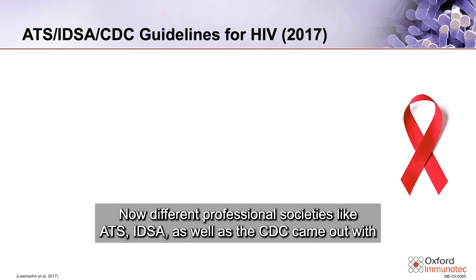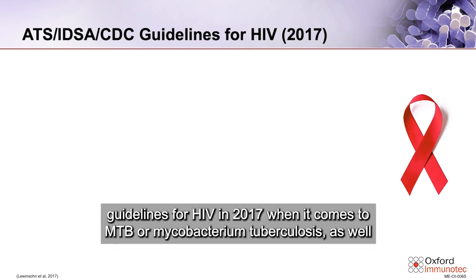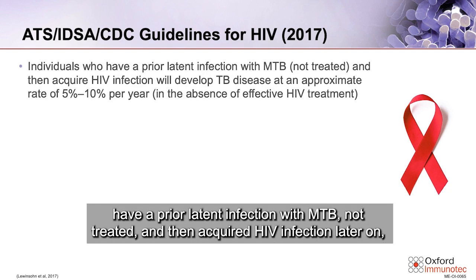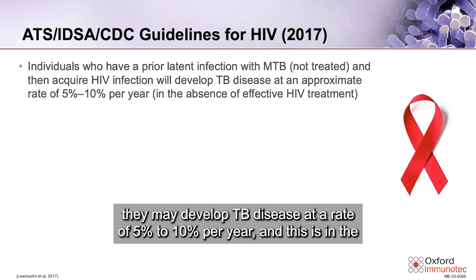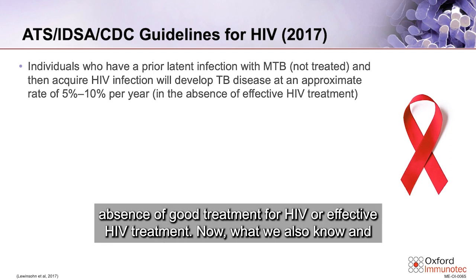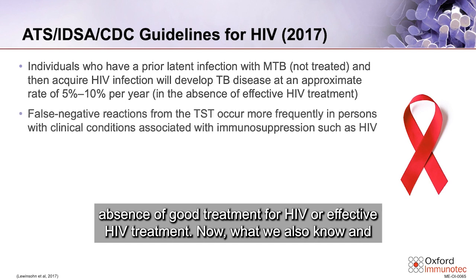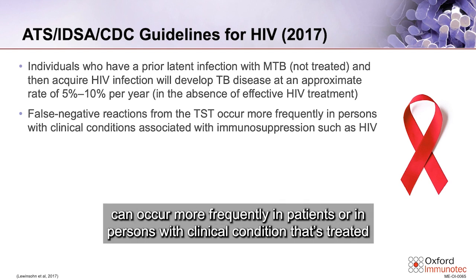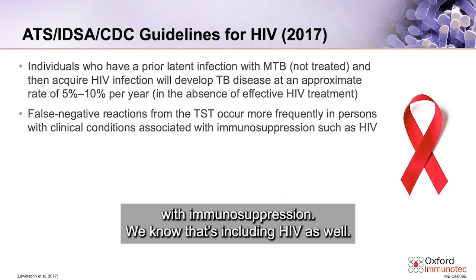Now, different professional societies like ATS, IDSA, as well as the CDC came out with guidelines for HIV in 2017 when it comes to MTB, or Mycobacterium tuberculosis, as well as testing for latent or confirmed TB. What they came out with is that individuals who have a prior latent infection with MTB, not treated, and then acquired HIV infection later on, may develop TB disease at a rate of 5 to 10% per year. And this is in the absence of effective HIV treatment. What we also know, and they put it in the guidelines, is that false negative reactions from the TST can occur more frequently in persons with clinical conditions associated with immunosuppression. We know that, including HIV as well.